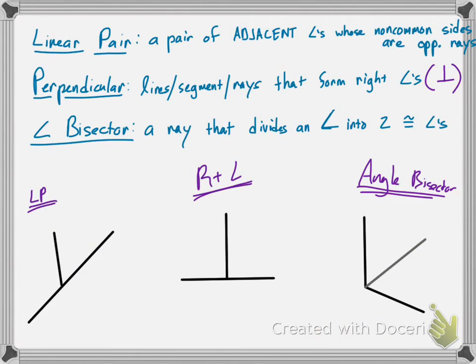Our next three terms, we have a linear pair, and we'll go through these one at a time. A linear pair is a pair of adjacent angles whose non-common sides are opposite rays.